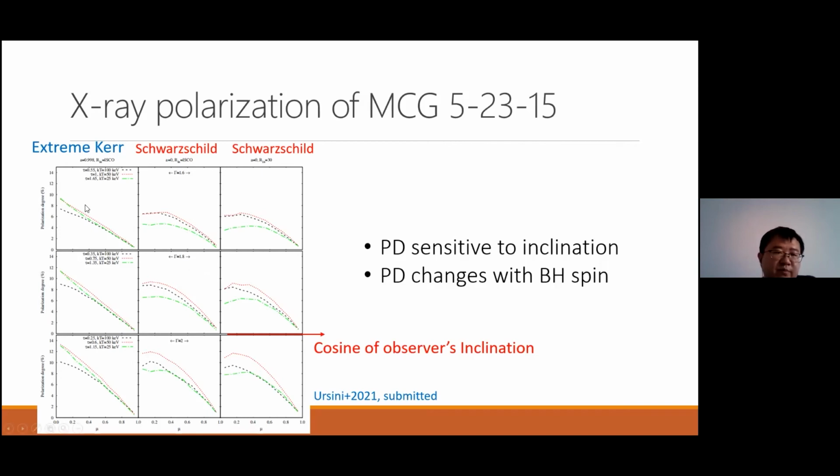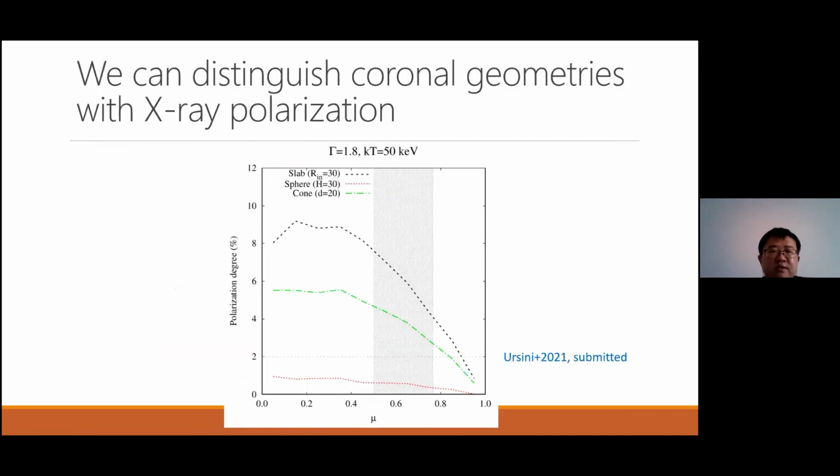And then if you compare figures on the same row, you see that the polarization degree for a Kerr black hole is larger than for a non-spinning black hole. So this is again similar to the case of black hole X-ray binaries, that the polarization changes with the black hole spin. So potentially we can measure the black hole spin in AGN with X-ray polarization observations.